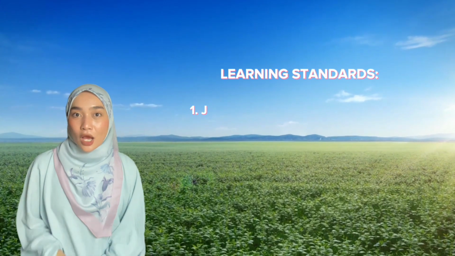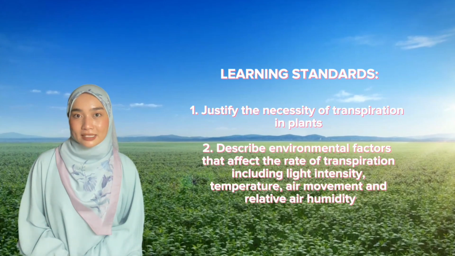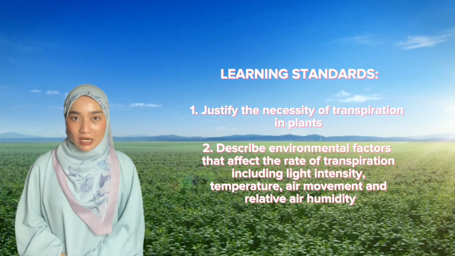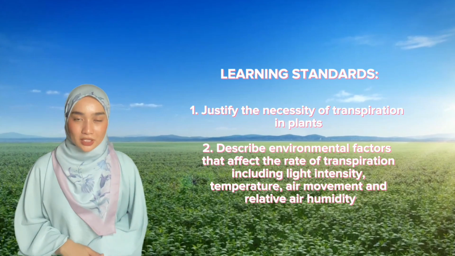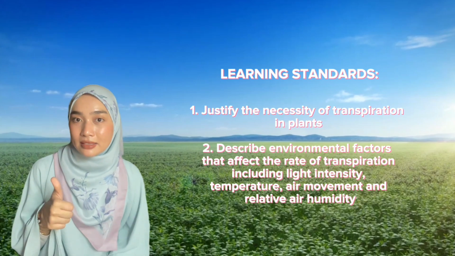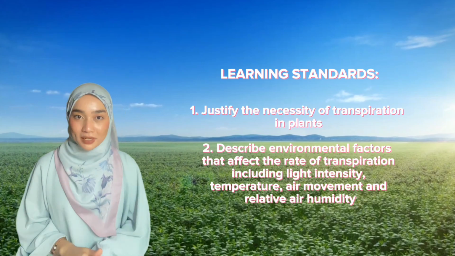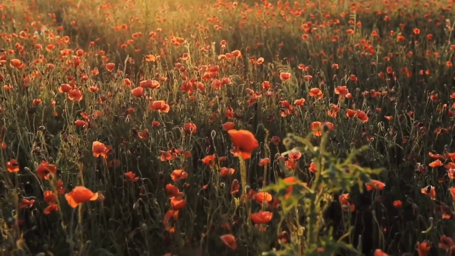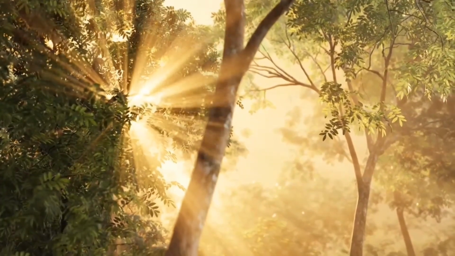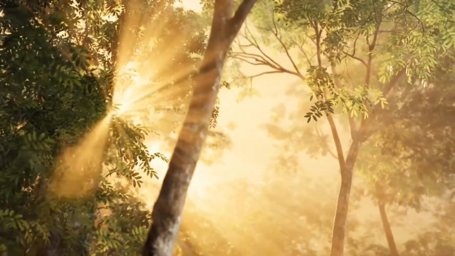As usual, let's go through the learning standards. First, justify the necessity of transpiration in plants. The next one is to describe environmental factors that affect the rate of transpiration, including light intensity, temperature, air movement, and relative air humidity. In this video, I will explore the intricate world of transpiration, a fundamental process in plant physiology.